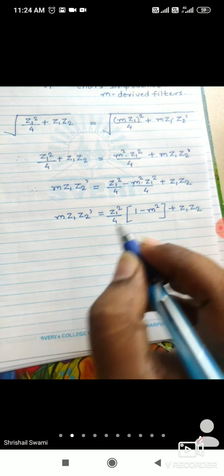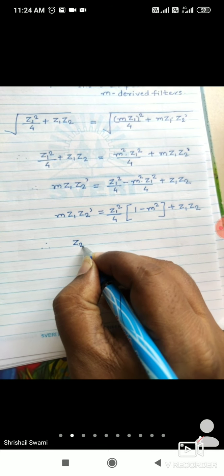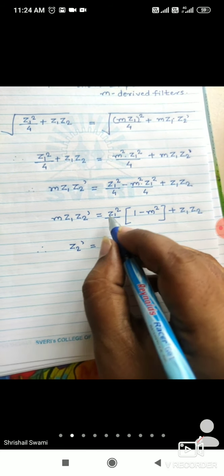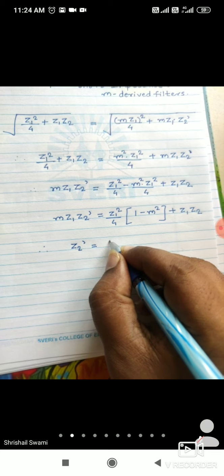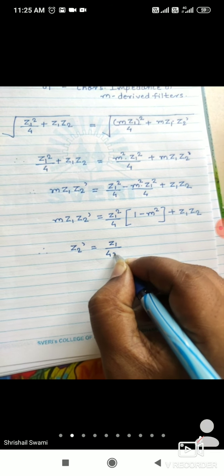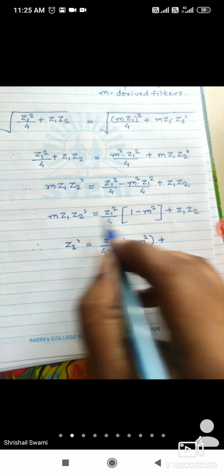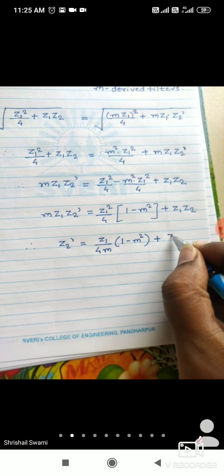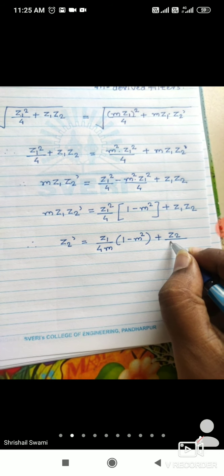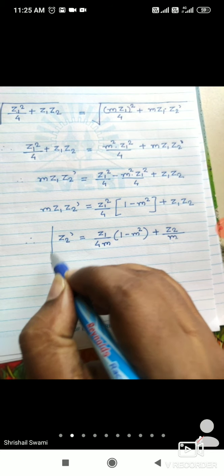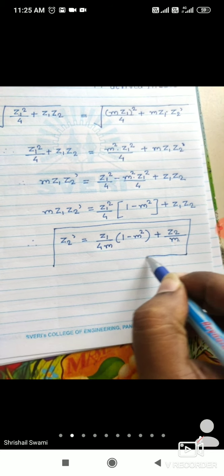Now next, here m Z1 into Z2 dash is there. So m Z1 you can take here in the left hand side. So Z2 dash is equal to, if we take m Z1 in the denominator, one Z1 will cancel. So that will be Z1 by 4m in bracket 1 minus m square as it is, plus one Z1 will cancel, that is Z2 divided by m. So that will be the change. So this will be the expression of Z2 dash.